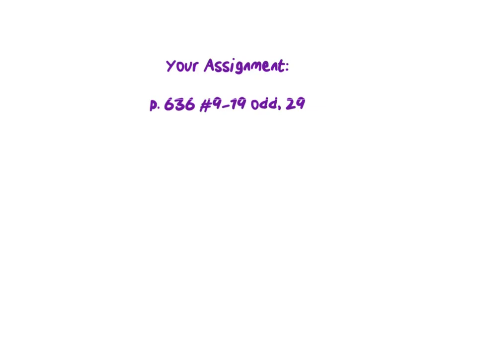Your assignment is from page 636. It's numbers 9 through 19 odd and 29. Practice this up so that you're ready for the Google quiz on Friday.